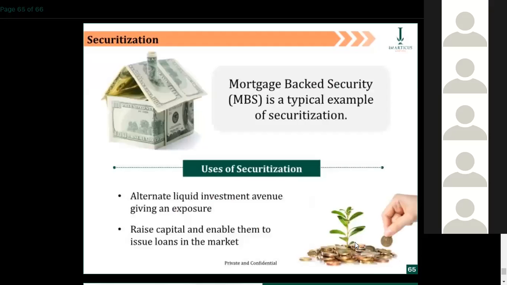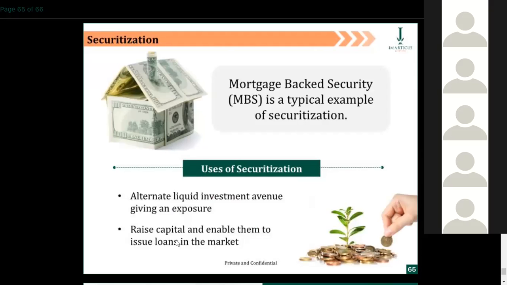Mortgage-backed security is typically a securitization, an alternate liquid investment avenue giving exposure, helping banks raise capital and enabling them to issue loans in the market. So this we discussed: one way you are able to raise capital. A bank needs capital to issue more loans, so they cannot just sit quiet after issuing a handful of loans, because then the whole purpose is lost, right?